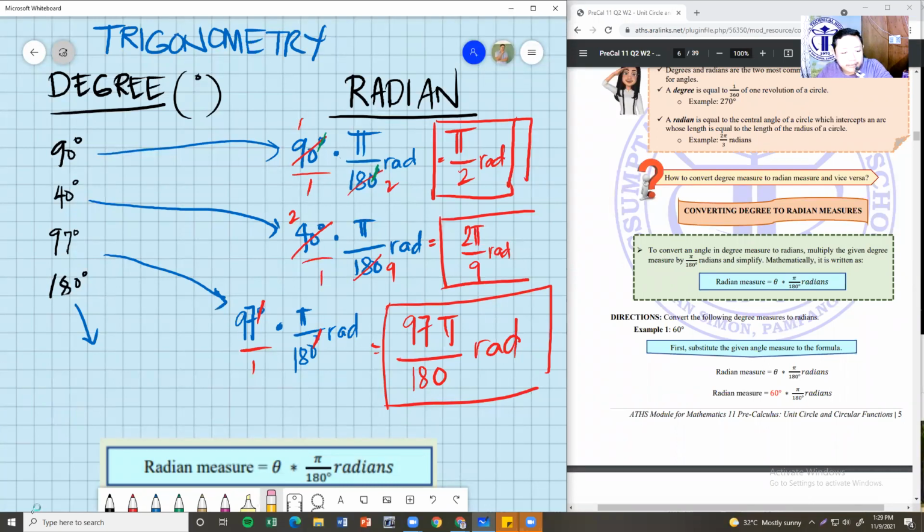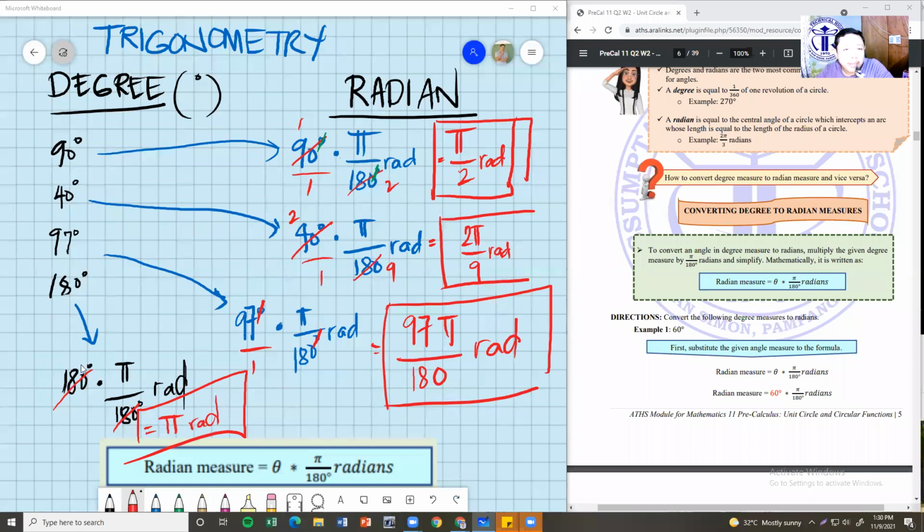So therefore, all we have to do is to write 180 degrees multiplied by pi over 180 degrees rad. Okay, so cancel, cancel. What's left will be pi rad or pi radian. That's it. Can you follow? Show a reaction if you understood that process. Changing degree to radian. Very good.